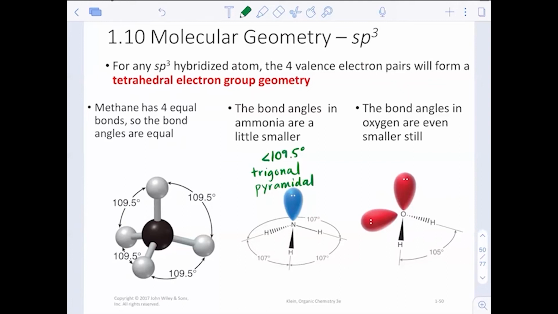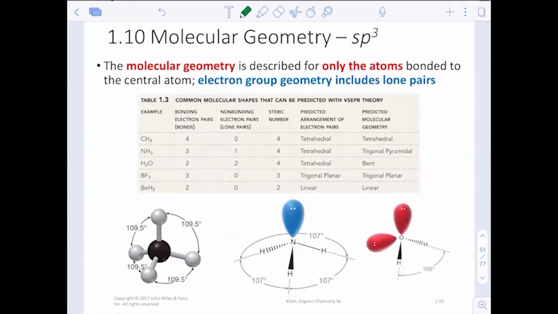It's important to note that the lone pair takes up more room than a bond, gives those lone pairs more space. Oxygen and water is even more of a depressed bond angle. This is what we called the bent molecular geometry. Important to note all of those. Less than 109.5 or 105 is also good to note.